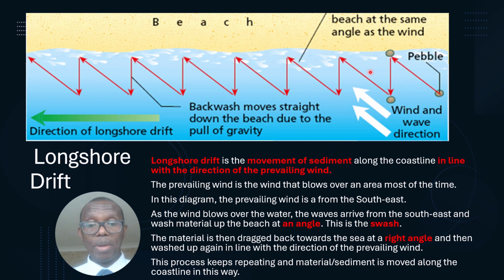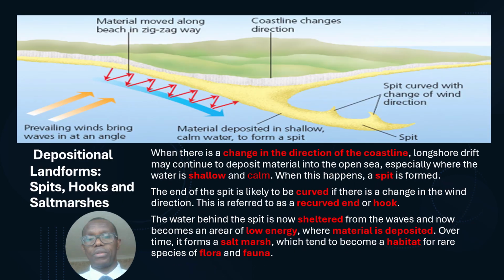And then again, that pebble will be moved up in the angle, in line with the angle of the prevailing wind. And then again, down, the backwash is going to be at a right angle, and that process is going to keep on repeating itself. And as that process repeats itself, it means that material and sediment is going to be moved along that particular coastline in line with the direction of the prevailing wind.